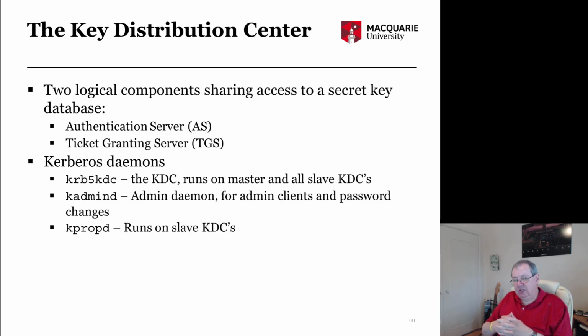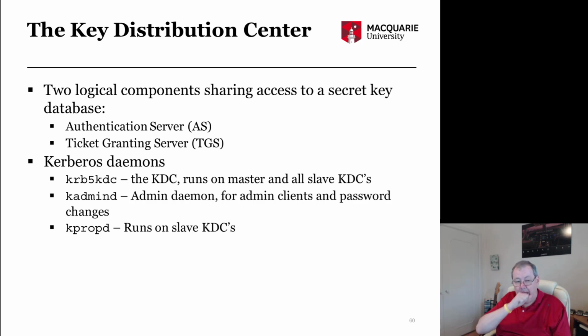So the KDC is actually two components. It has two parts called the authentication server and the ticket granting server, and they share access to a secret key database, as you'll see. Both parts are part of one daemon process called krb5kdc. There's also a separate daemon process called kadmind, which is used by administrators to administer the KDC. It's also used for password changes, because password changes actually aren't part of the Kerberos protocol, believe it or not.